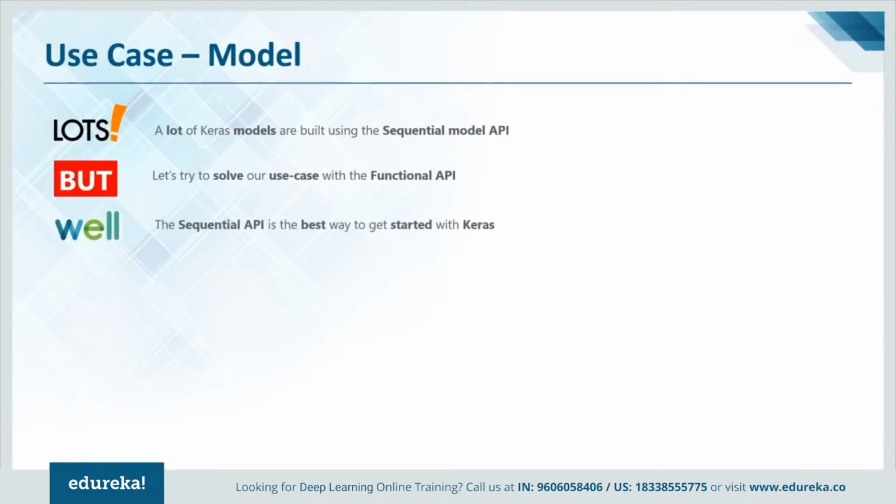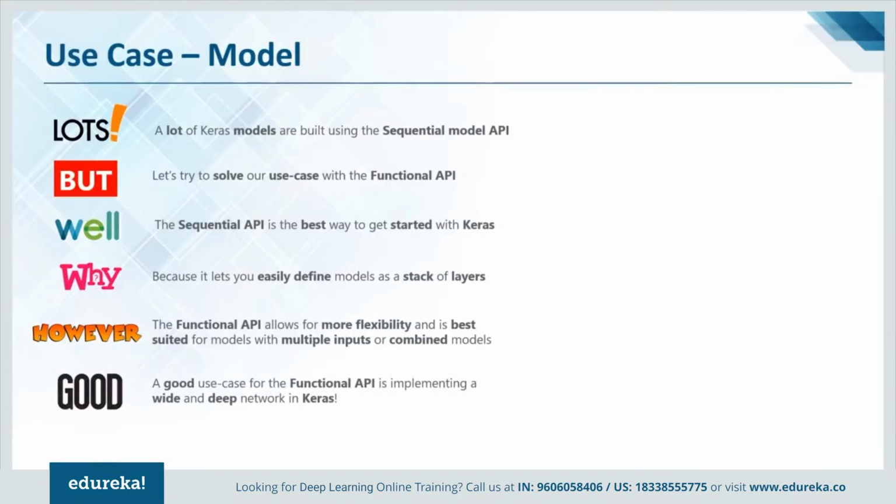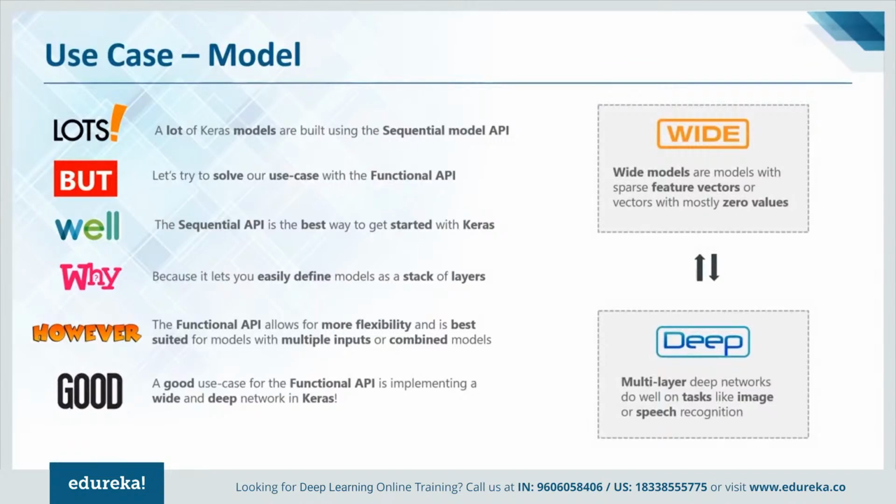Well, true, the sequential API is still the best way to get started with Keras. Why? Because it lets you define models easily as a stack of layers like I explained earlier. However, the functional model allows for more flexibility and is best suited for models with multiple inputs. So we need to know a little bit about wide and deep models, guys. Well, wide models are models with sparse feature vectors. What I mean by sparse feature vectors is that they consist of mostly zeros and a little bit of ones. And deep networks are networks which do really well on tasks like speech and image recognition.